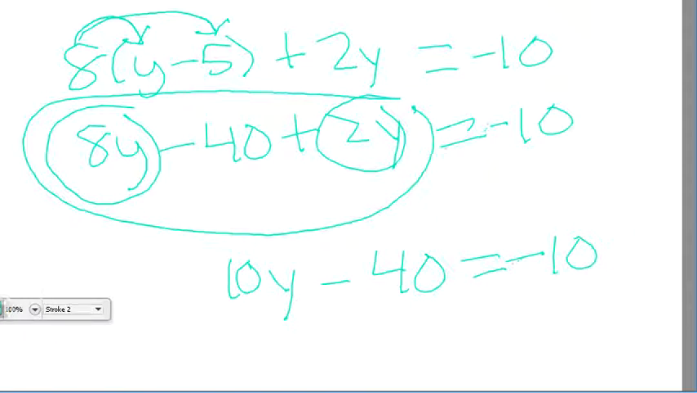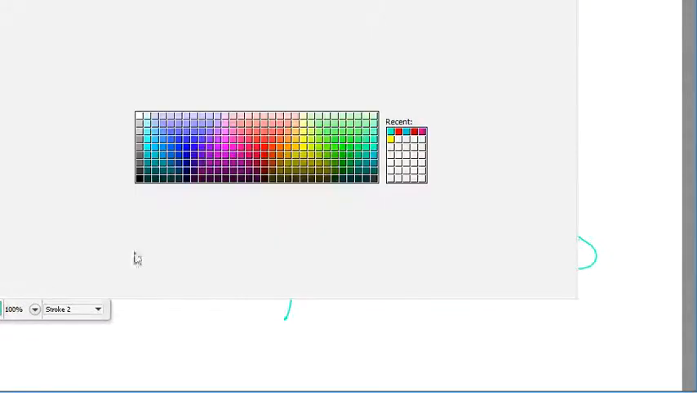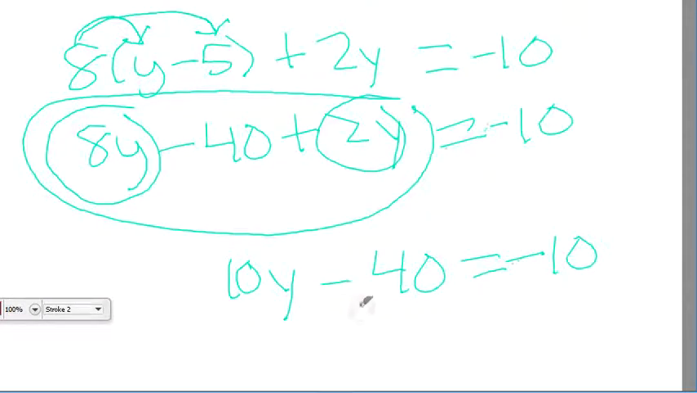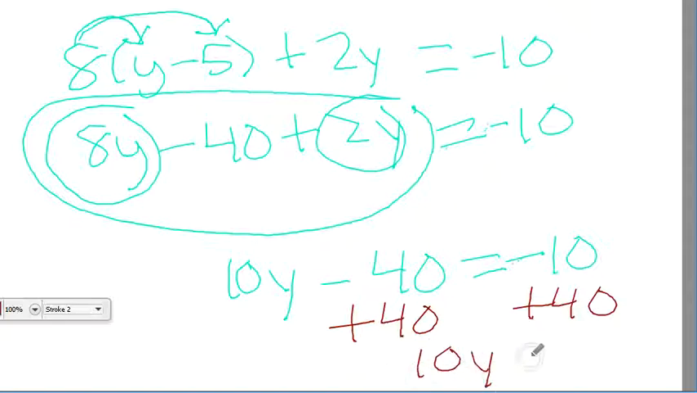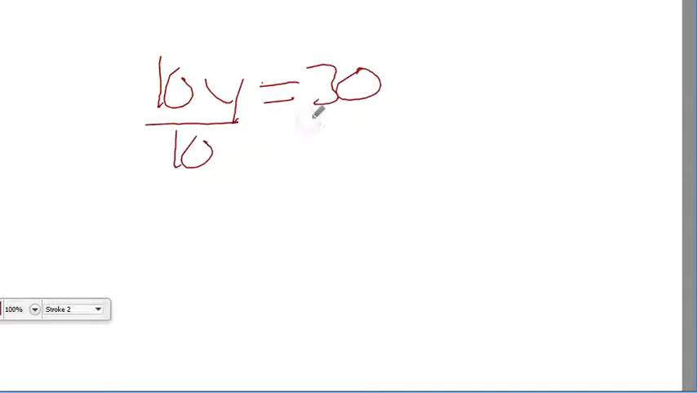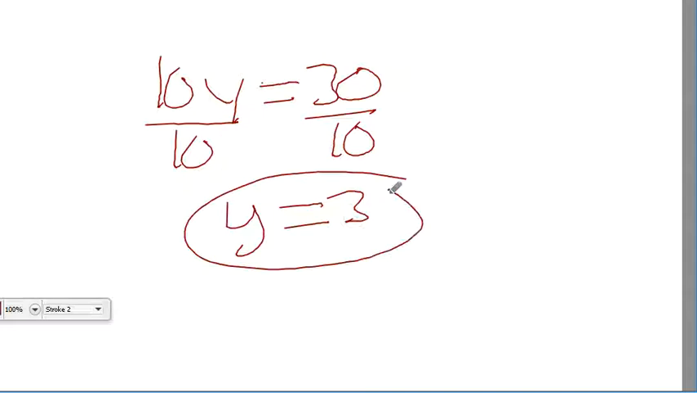So our first step in getting the y by itself is to get rid of any addition or subtraction. So let's go ahead and do that. To get rid of the minus 40, we're going to do a plus 40, which leaves us with 10 times y equal to, use your calculator here, negative 10 plus 40 is 30. So we have 10 times y equals 30. And then we would divide by 10 on both sides. So y equals 3.